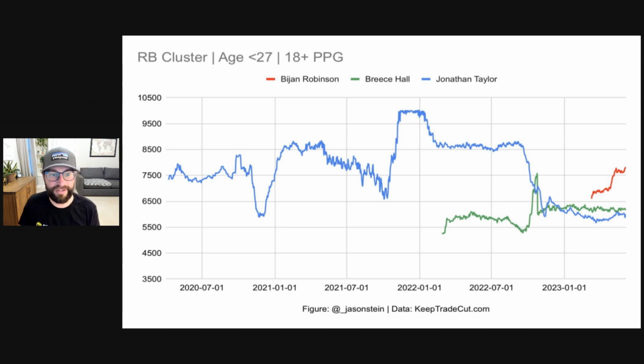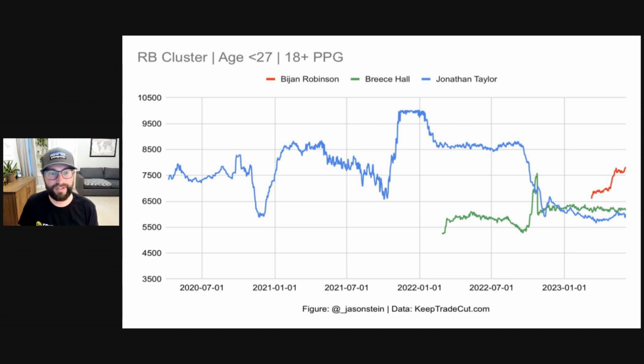Breece's starting point was a bit lower. He was drafted to the Jets, and maybe there was a little bit more uncertainty with him, or just that the running back positional value was declining over time. But his price starts around 5,500. He has a great start to a season. His KTC skyrockets, but then he's injured, and his KTC falls back down in line with Jonathan Taylor.